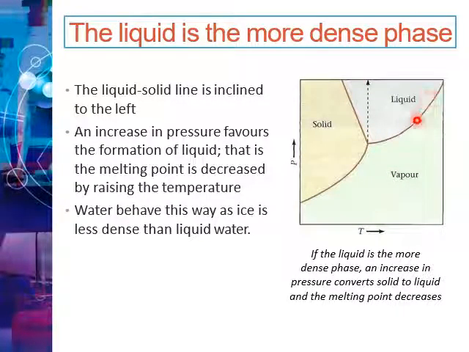Now you look at the graph, liquid is more dense compared to solid. So what happens now? An increase in pressure converts solid into liquid and the melting point will be decreased. So more liquid will form here, and the melting point of the solid will be decreased. This behavior is applicable to water, the H2O phase diagram.